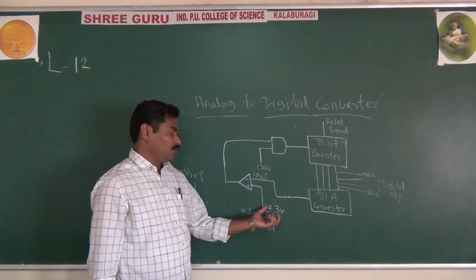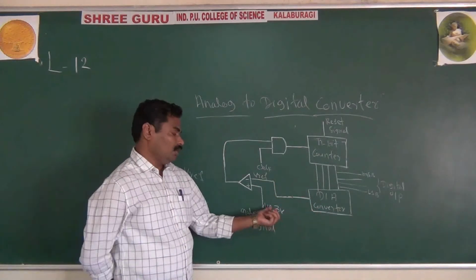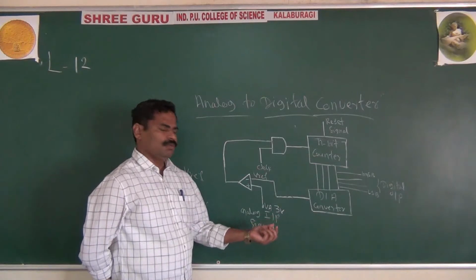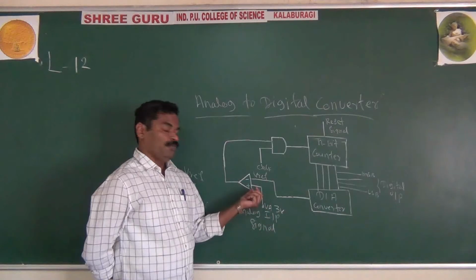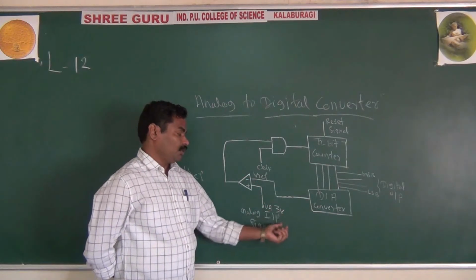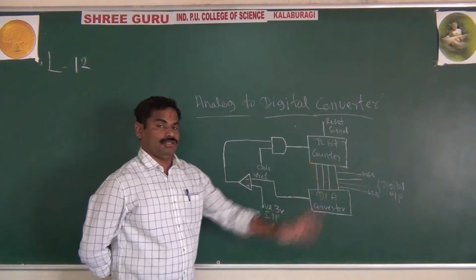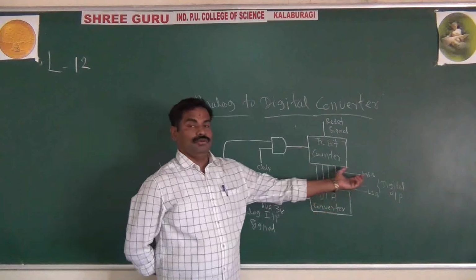You take the analog input of 3 volts. This analog input of 3 volts you are converting to digital. Take an example: you consider the 3 volts. You are applying the input to the non-inverting terminal of your comparator. We want to convert this analog signal to a digital signal. And how are we converting 3 volts analog into 3 volt digital?